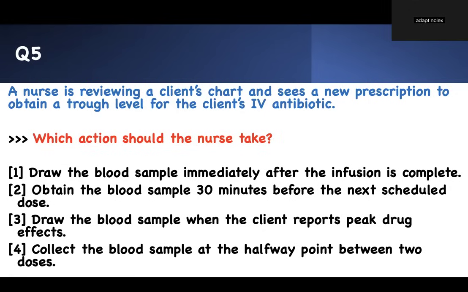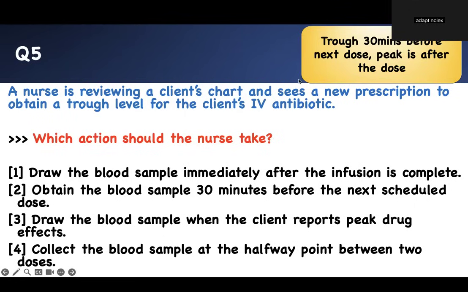Draw the sample when the client reports peak? The client has no clue about peak drug effect. Collect the blood sample at the halfway between the two doses? Halfway is the half-life. And therefore, the best answer choice is what? Number 2. So the peak and the trough are different. While the trough is drawn 30 minutes before the next dose, the peak is drawn after the dose. And therefore, the right answer is number 2.